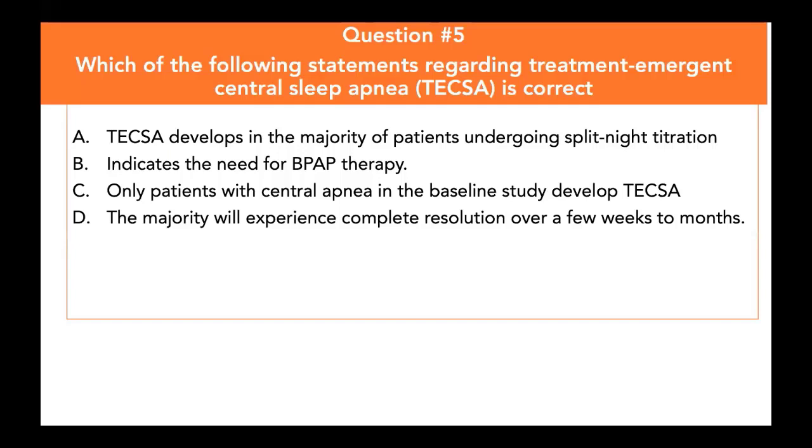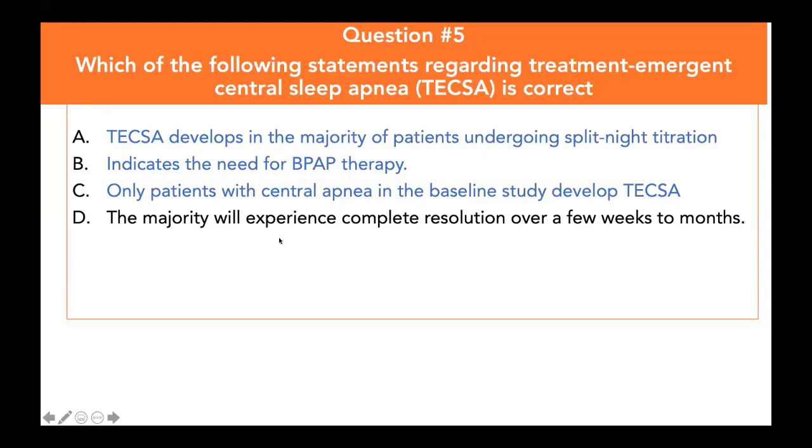So which one of the following statements regarding TECSA, treatment-emergent central apnea, is correct? Does it develop in the majority of patients undergoing split night? Does it indicate the need that we have to initiate BPAP therapy? Does it happen only in patients with central apnea at baseline? Or is it that the majority will experience complete resolution? And the correct answer is that the majority will experience complete resolution.